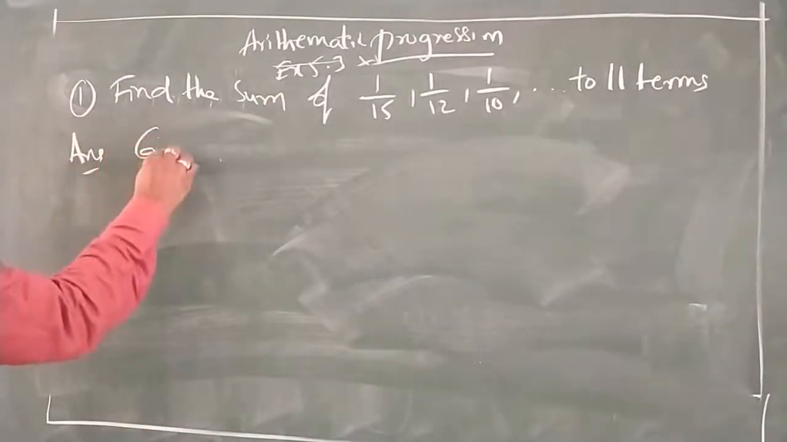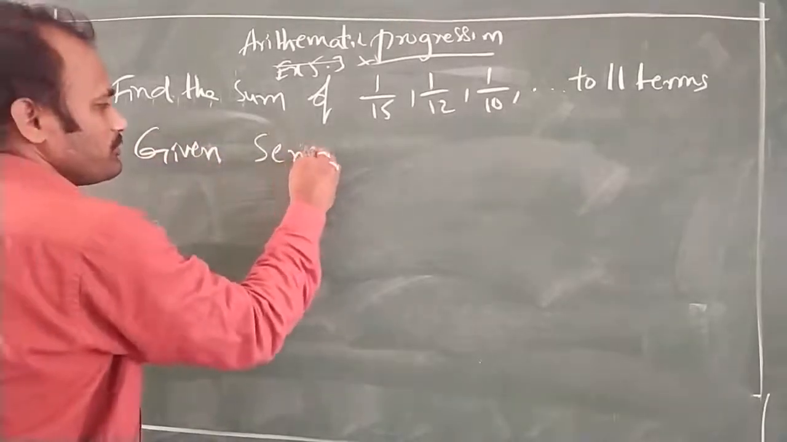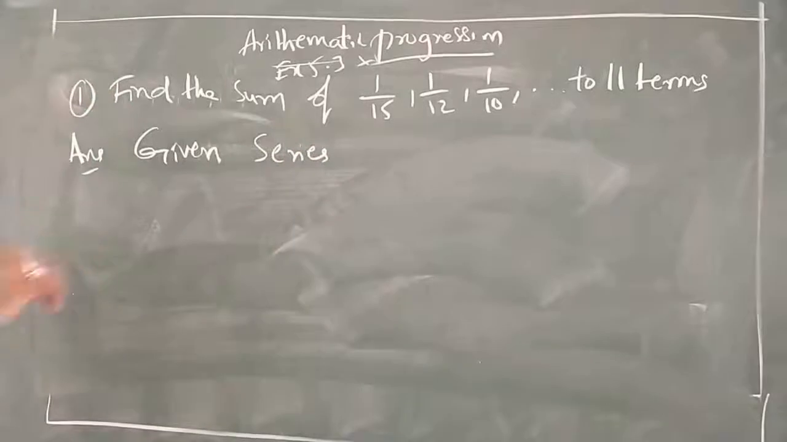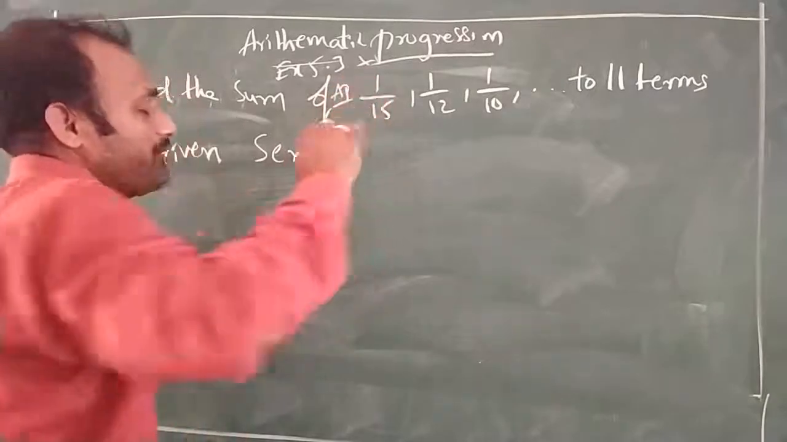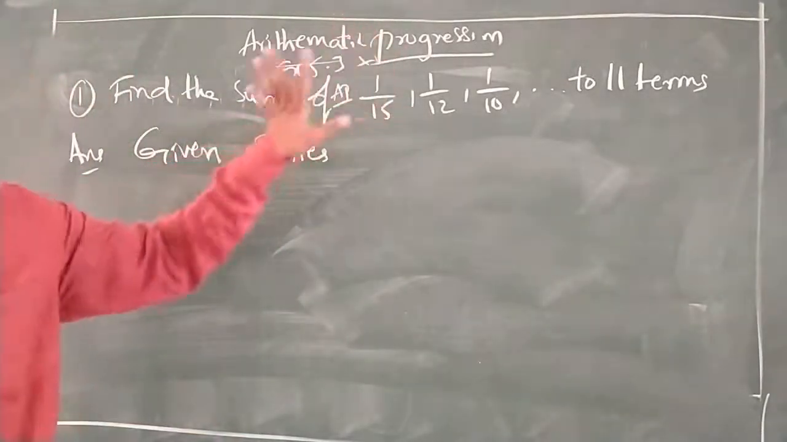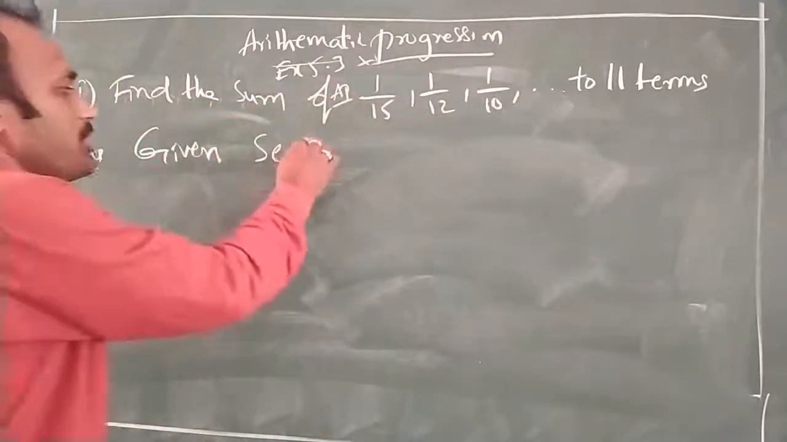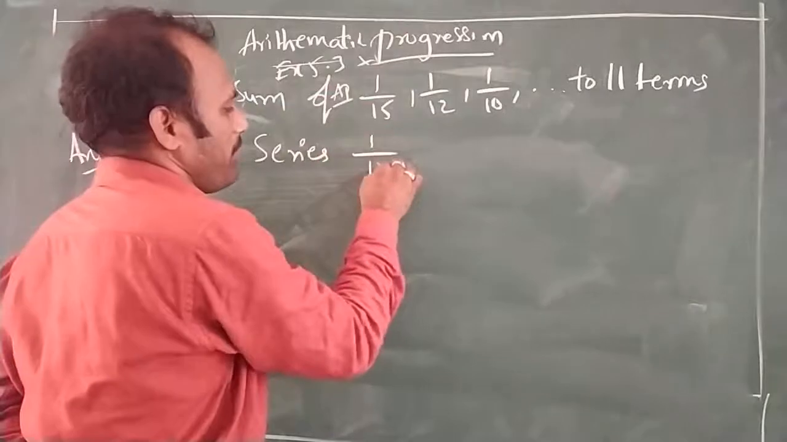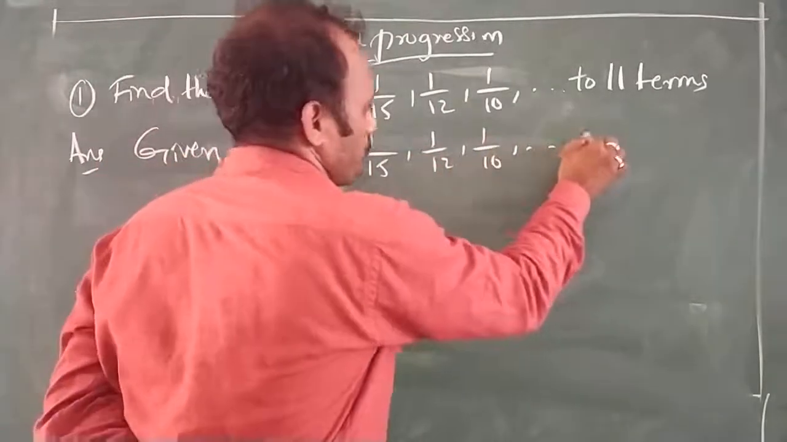So first, the given series. Since the question already says the sum of the following AP series, there is no need of checking whether the series is in AP or not. Already it has been given that it is an AP series, so we should not check. Directly we need to find the sum of 11 terms. What is the given series here? 1 by 15, 1 by 12, 1 by 10, and so on.